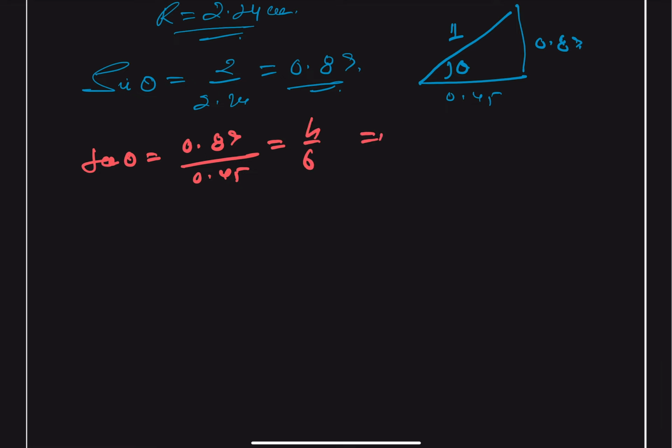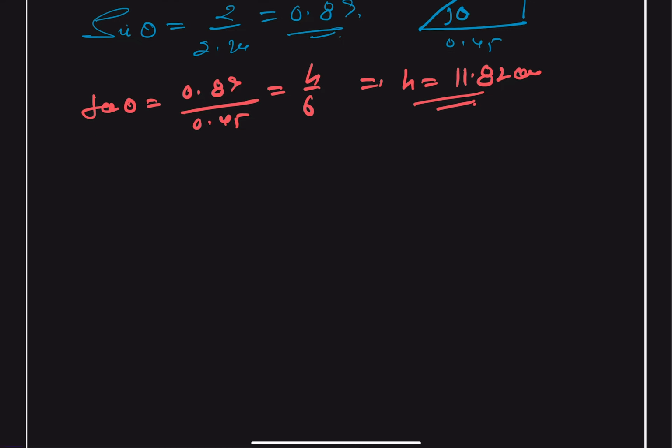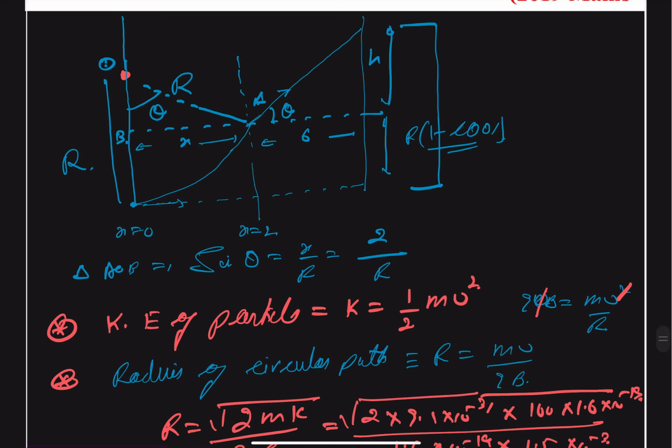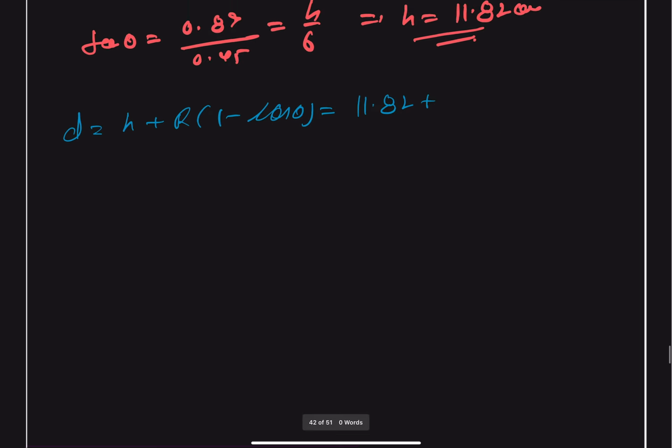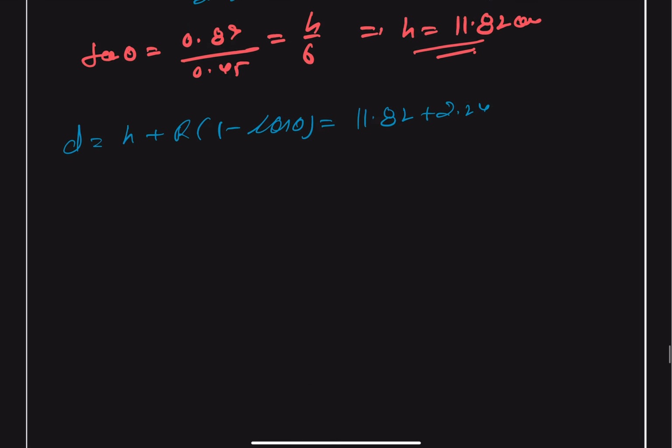So which gives us that our h will be equal to 11.82 centimeters, and this is our total distance d. So d will be equal to h plus r(1 minus cos theta). So this comes 11.82 plus our radius is 2.24, 1 minus, and this is 0.45.